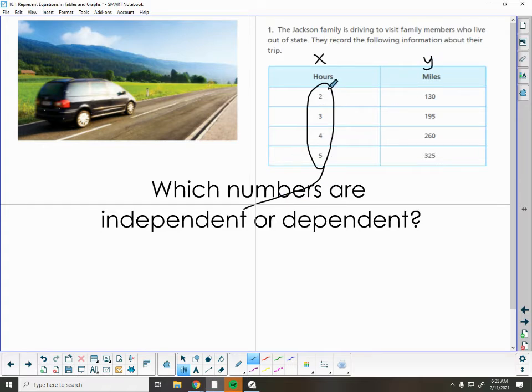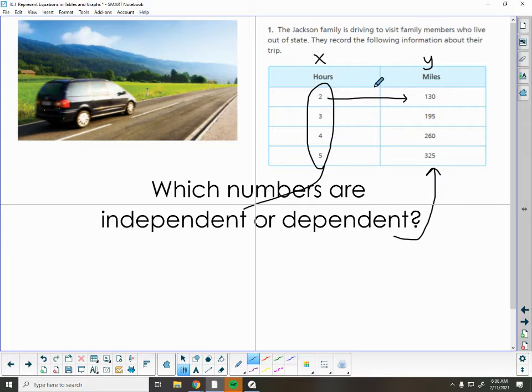So our independent number is our hours. That's the thing that they can choose. Like, we want to drive 2 hours. We're driving 3 hours. So then their miles depends on how many hours they're going to drive. So our dependent numbers are the miles. If they drive 2 hours, they'll drive 130 miles. So how many miles they drive depends on how many hours they chose to sit in the car. So how many hours did they choose to sit in the car? That will give them how many miles they can drive, because they can only go the speed limit. So their miles depends on how many hours they choose to drive in the car.